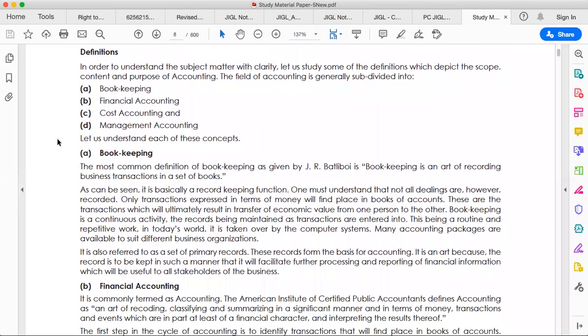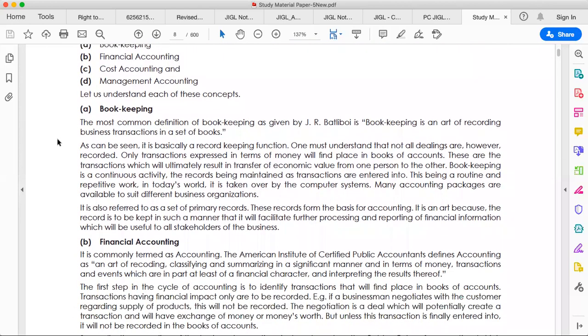In case of bookkeeping, the common definition is given by J.R. Batliboi. He says bookkeeping is an art of recording business transactions in a set of books. So you record transactions, like what we do in trial balance, recording journal entries and all these things. A set of books is a ledger, and recording transactions means passing journal entries.